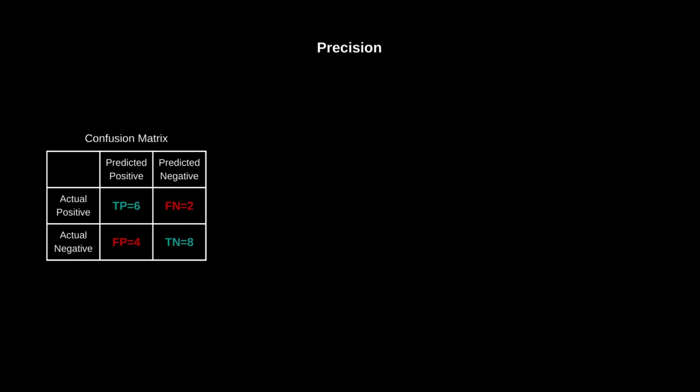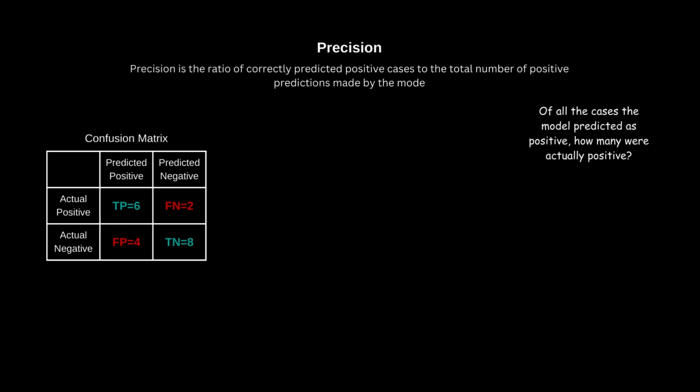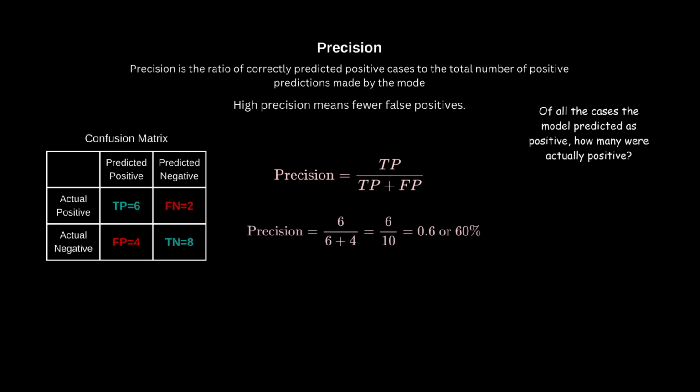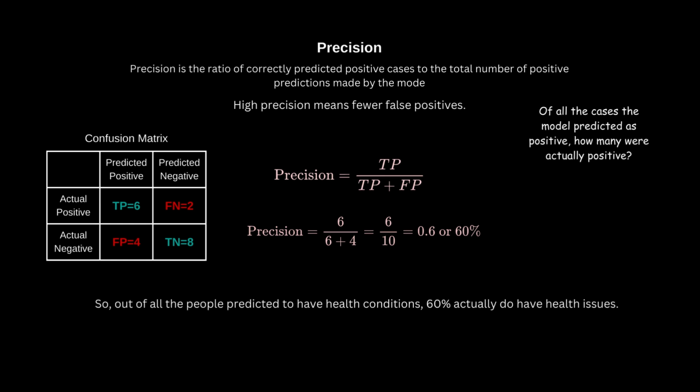Precision answers the question of all the cases the model predicted as positive, how many were actually positive? It's calculated by dividing true positives by total number of positive predictions. That is, true positives plus false positives. A high precision means fewer false positives. So for our example, precision would be 6 divided by 10, which is 0.6 or 60%. So out of all people predicted to have health conditions, 60% actually do have health issues.